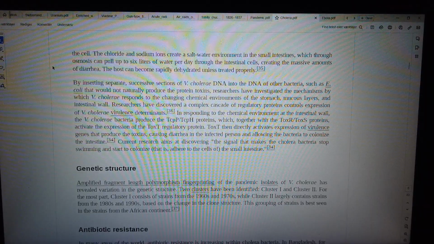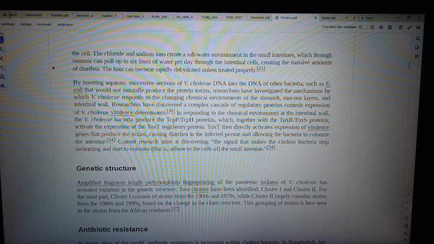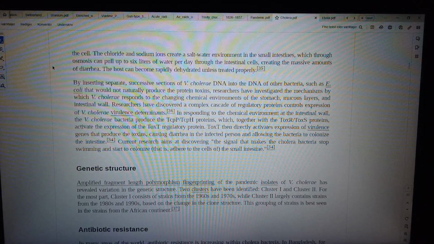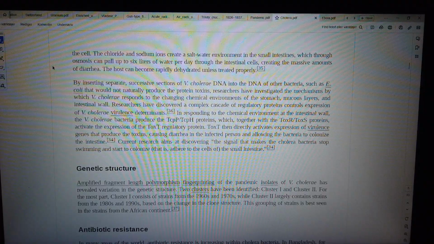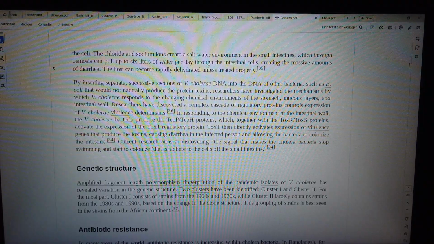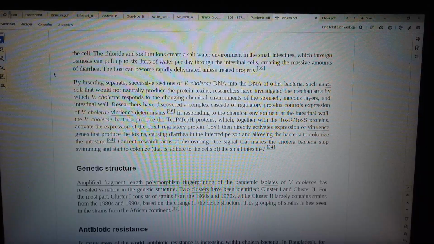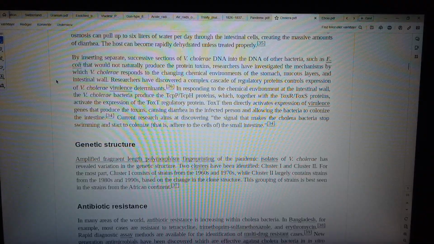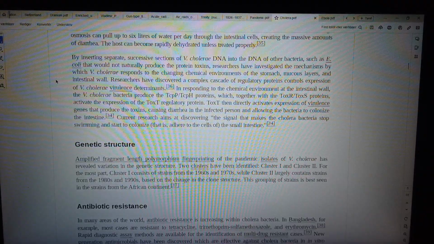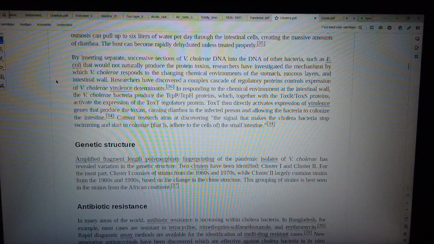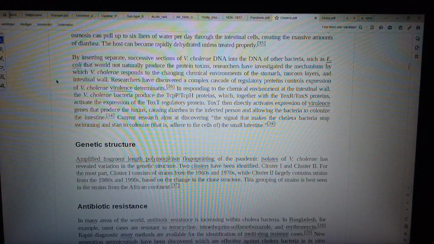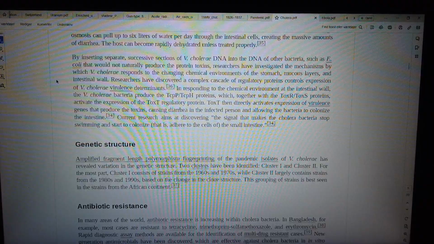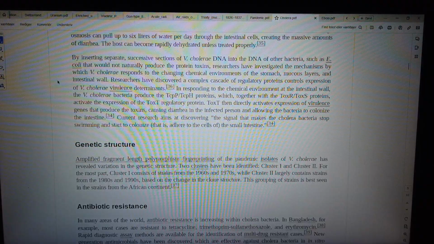35. By inserting separate, successive sections of V. cholerae DNA into the DNA of other bacteria, such as E. coli that would not naturally produce the protein toxins, researchers have investigated the mechanisms by which V. cholerae responds to the changing chemical environments of the stomach, mucous layers, and intestinal wall. Researchers have discovered a complex cascade of regulatory proteins controls expression of V. cholerae virulence determinants.